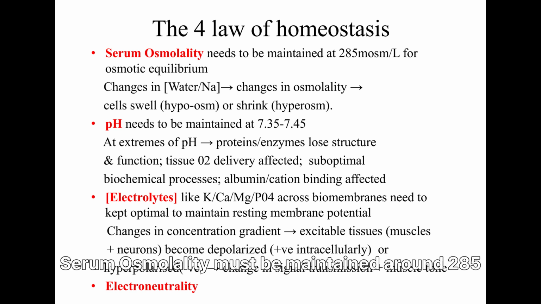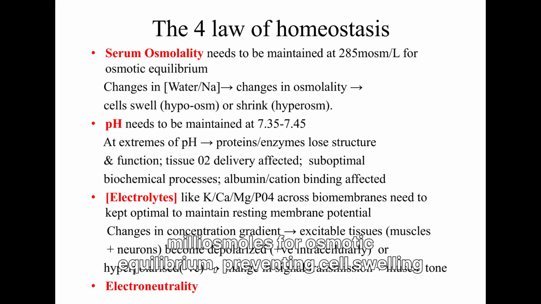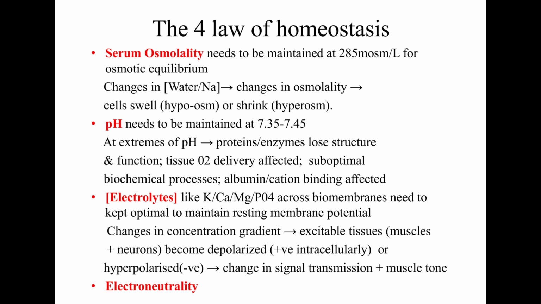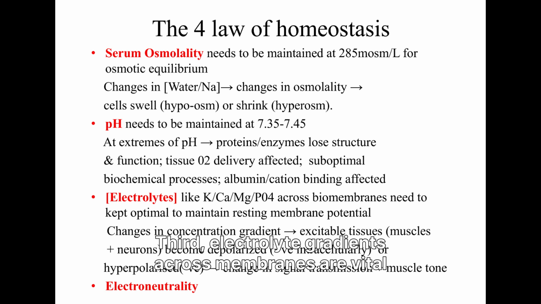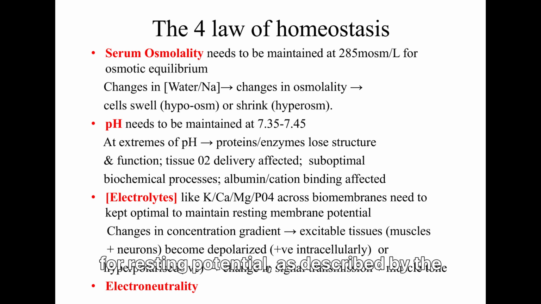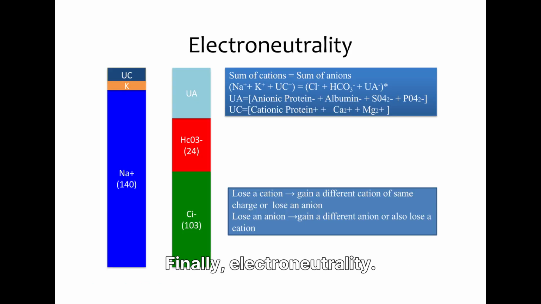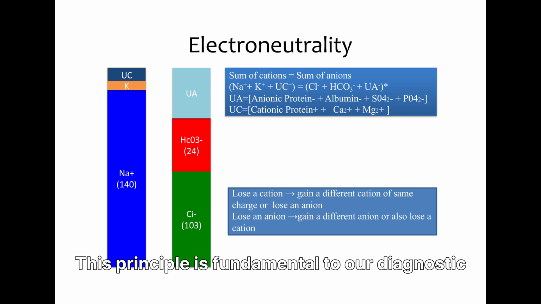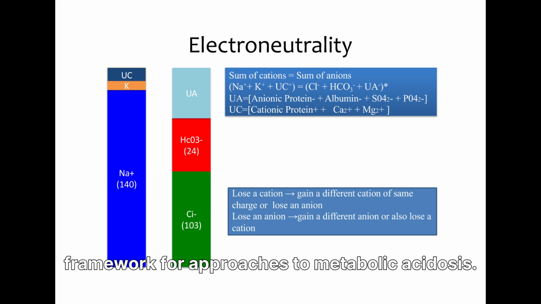Serum osmolality must be maintained around 285 milliosmoles for osmotic equilibrium, preventing cell swelling or shrinkage. Second, pH balance must be strictly kept between 7.35 and 7.45. Third, electrolyte gradients across membranes are vital for resting potential, as described by the Nernst equation. Finally, electroneutrality. Cations must always equal anions. This principle is fundamental to our diagnostic framework for approaches to metabolic acidosis.